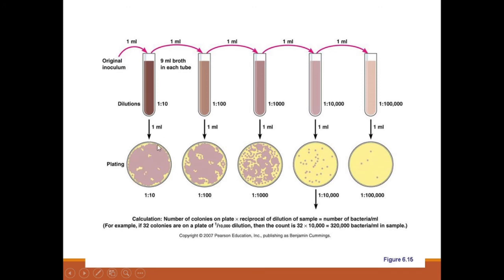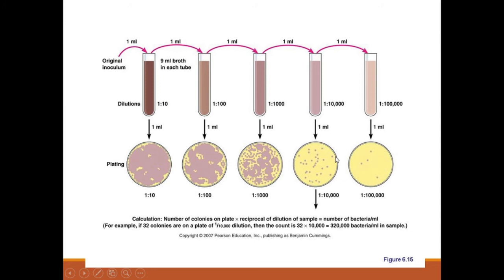You will get plates like this. Here you won't get isolated colonies, so this can't be used for counting. Here also we won't get single colonies, and it is more than 300. Then in the 1 in 10,000 dilution, we can count 1, 2, 3, like that. Here there are only 1, 2, 3, 4 colonies, so we cannot use this plate. So this is the apt plate for counting.